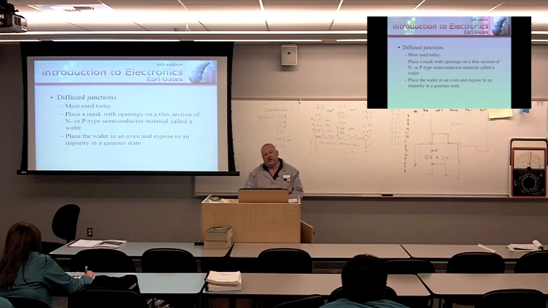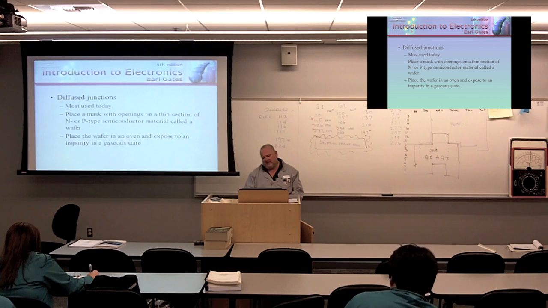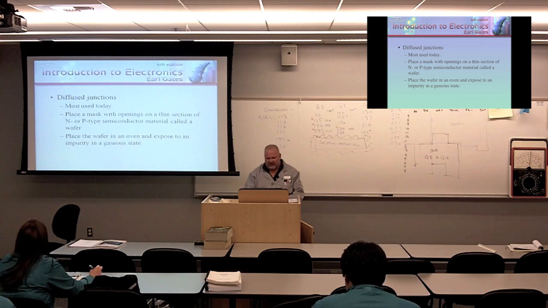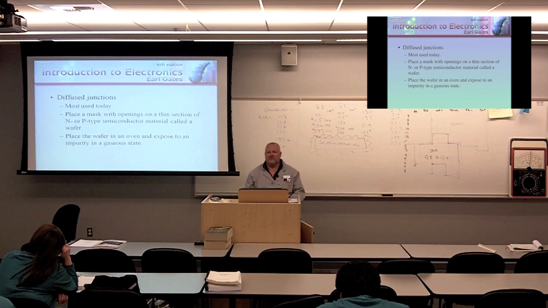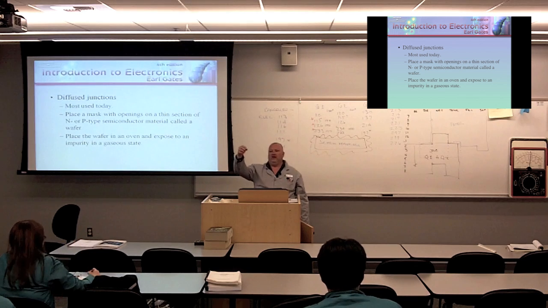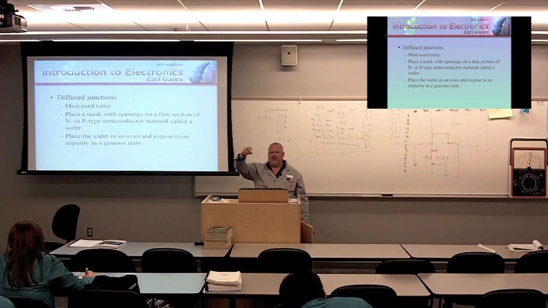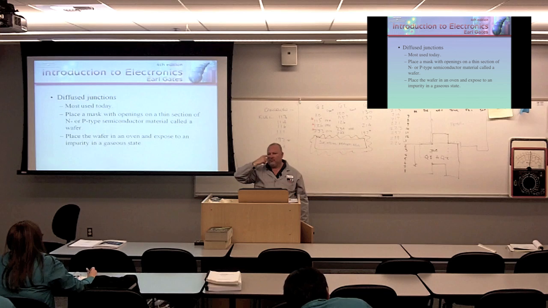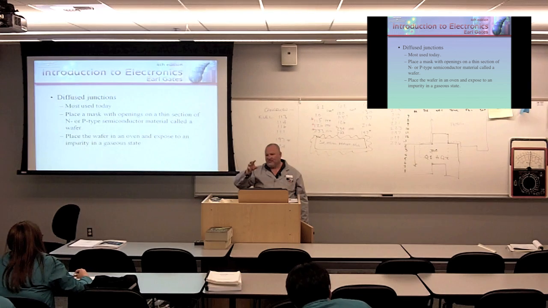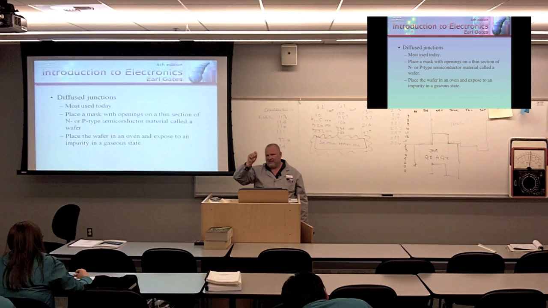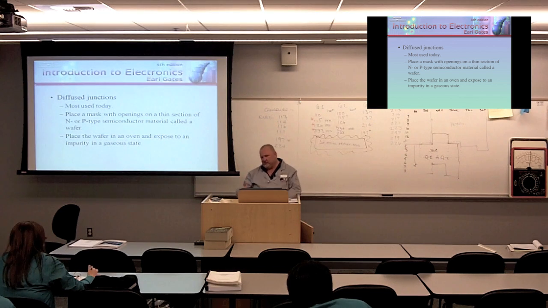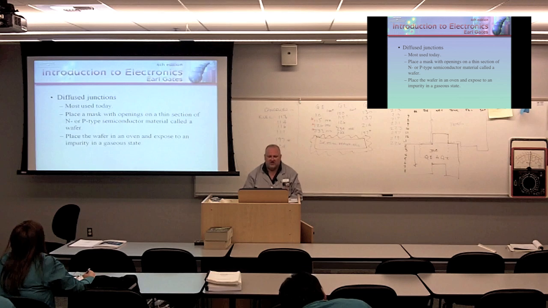The diffused junction is the most popular method used today in the manufacturing of these. Let me explain very briefly what diffusion is. If I had a glass of water and I put a drop of red food coloring in it, what would happen to that drop of red food coloring? It would be diffused into the water. So that concentrated form would be diffused into the water. The same process is used with these semiconductor materials.